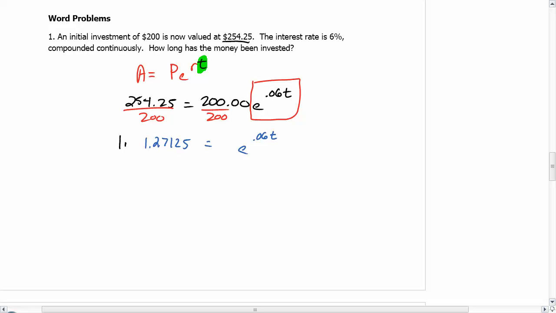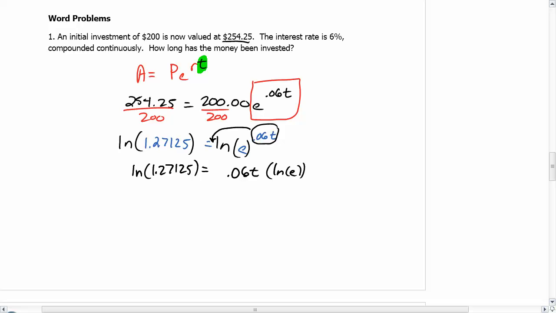Okay, ln, and we're going to move this down in front. And remember, the ln of e is going to cancel out. So I'll still write out that next step. So the ln of 1.27125 equals 0.06t and then ln of e. Okay, ln of e is 1, and so just divide both sides by 0.06.